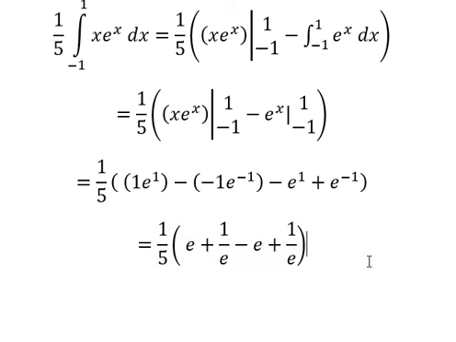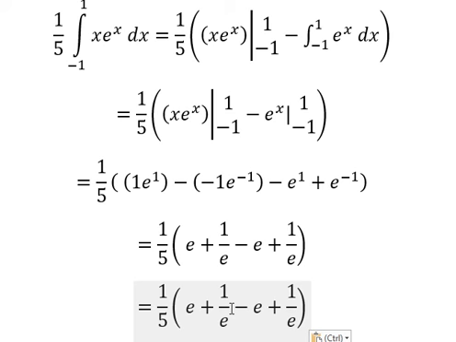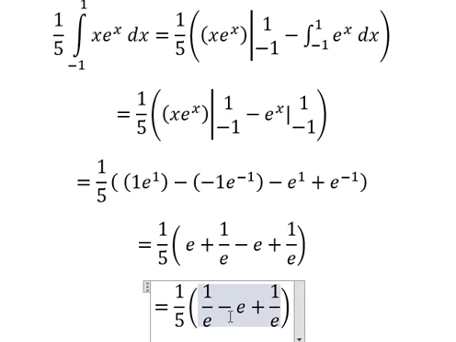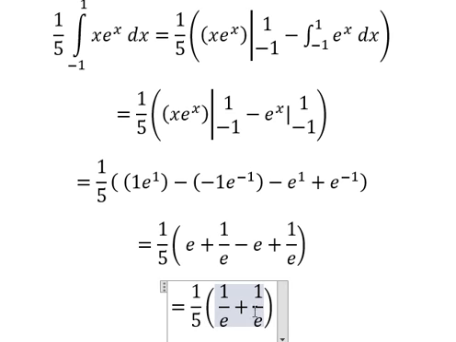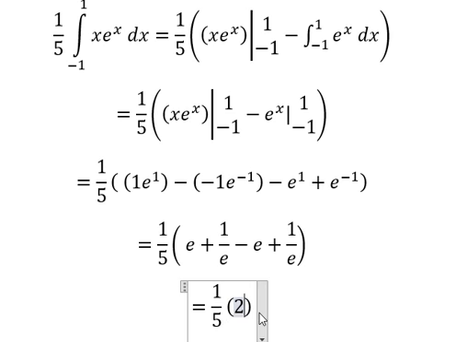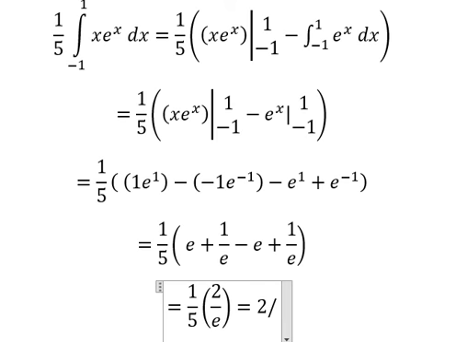Now we simplify again. E minus e, we cancel. 1 over e plus 1 over e, we have 2 over e. And then we have 2 over 5e. And this is the final answer.